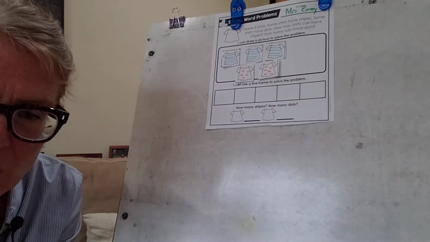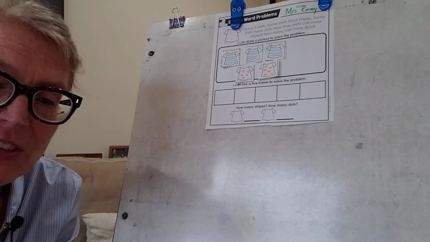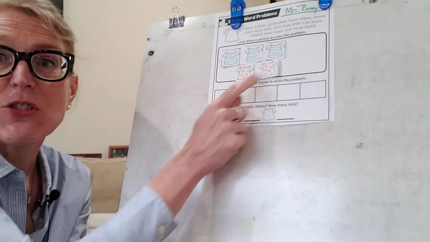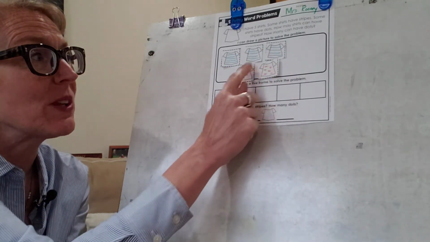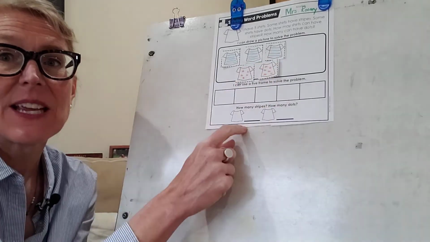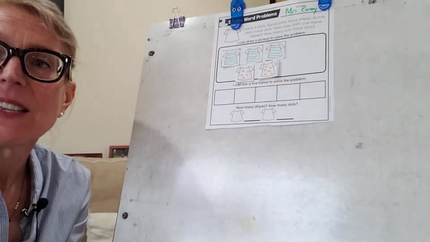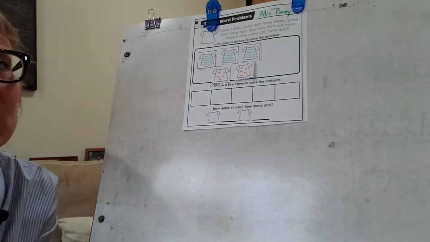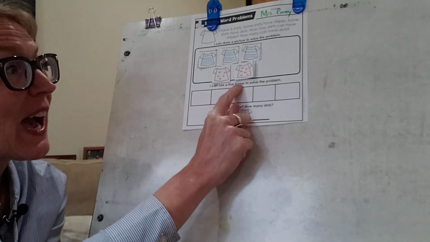Okay. So now, have I drawn a picture to show that I have 5 shirts? 1, 2, 3, 4, 5. Some have stripes and some have dots. Did I draw a picture to show that? I did. Okay, good.